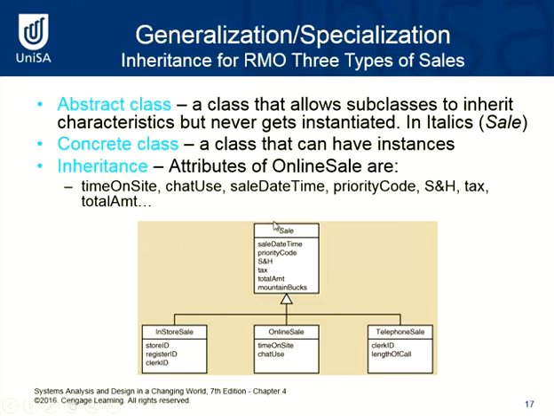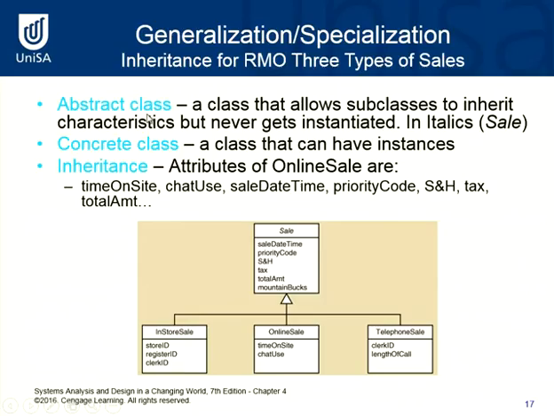Now, we can also have something called an abstract class. It basically allows subclasses to inherit the characteristics. So again, we can have a superclass, a generic class called an abstract class that has all the generic attributes. For example, for sale, we have sale date, time, tax, etc. So all the common attributes are put up here. And then we have 3 subclasses called in-store sale, online sale, and telephone sale. Now, we never actually get an instantiation of an item called sale.